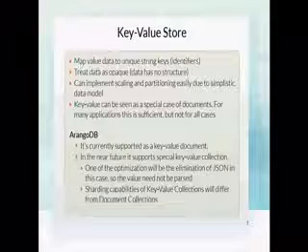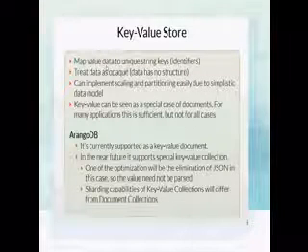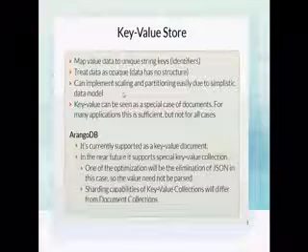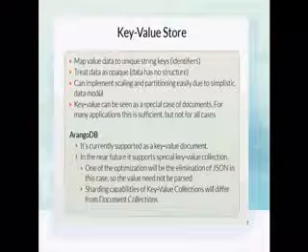Key-value stores map the value data to unique string keys. Key-value stores treat the data as opaque. Key-value stores can implement scaling and partitioning easily due to the simple data model. A key-value pair can be seen as a special case of a document for many applications. This is sufficient but not for all cases.